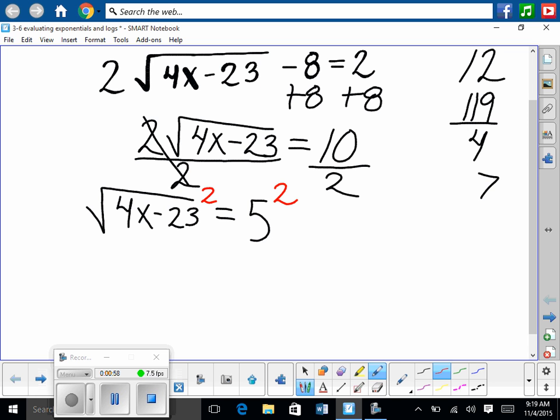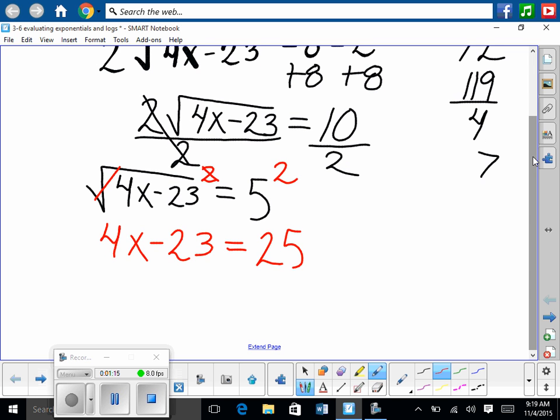What happens with our root and our power? They cancel out. Okay, so we have 4x minus 23 is equal to 25. Very good. And then from there, now that we've gotten rid of our radical, what are we going to do? Good. Add 23. Algebraically get x alone. Correctly. Good. Add 23 to both sides.